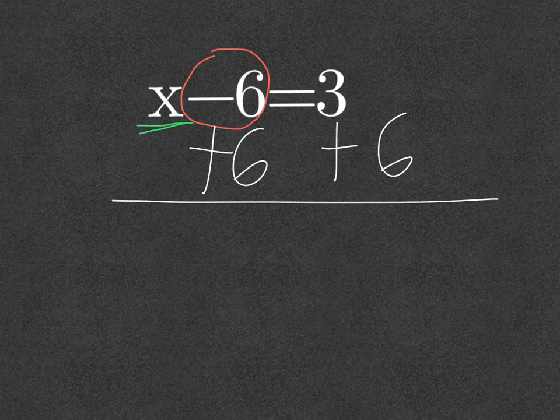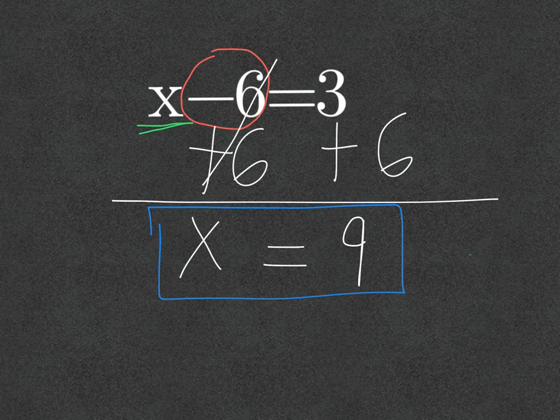So then we're left with x, the 6's cancel, equals, and 3 plus 6 is 9. So our final answer is x equals 9. And so that's just solving a simple one-step equation using addition or subtraction.